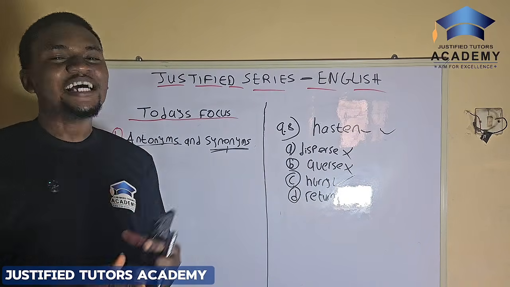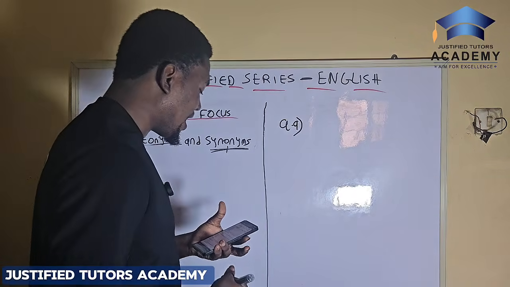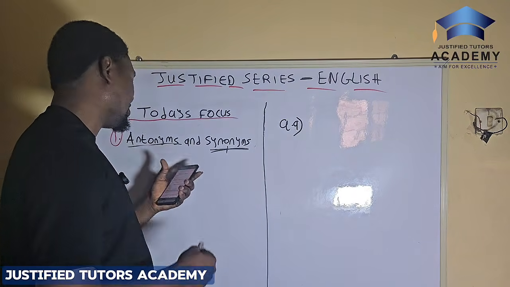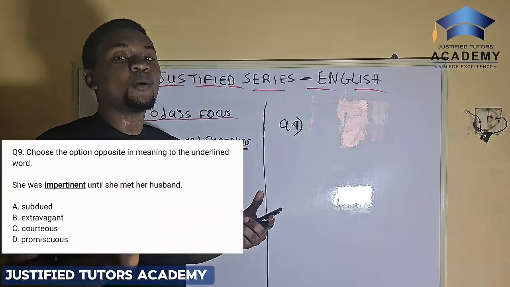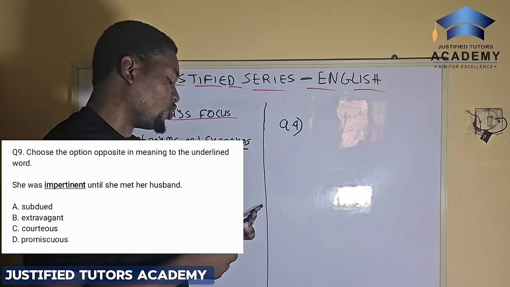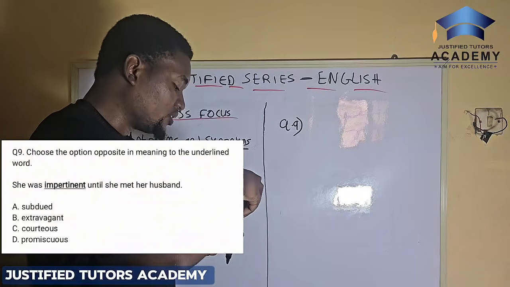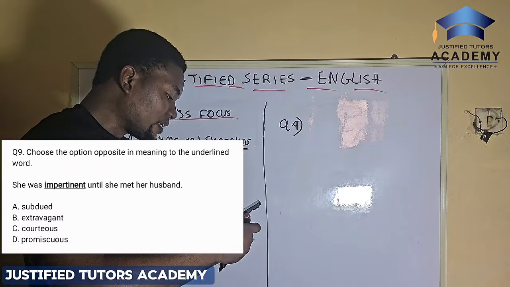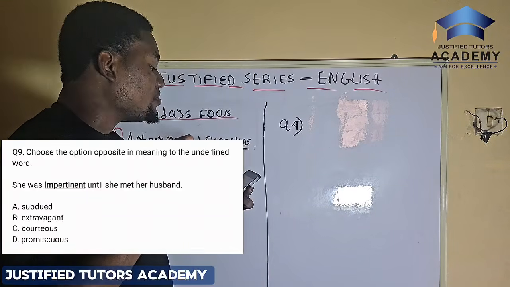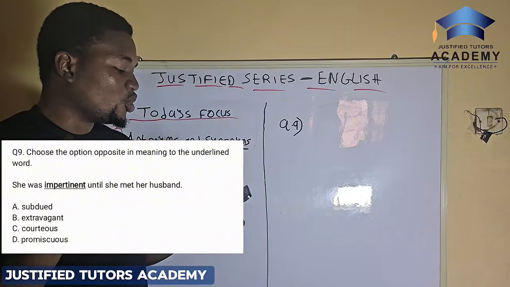All right, now let's move to question number 9. We are now back to antonyms. They said we should choose the option opposite in meaning to the underlined word in the question. The question says, she was impertinent until she met her husband.